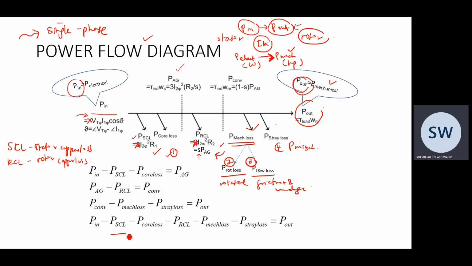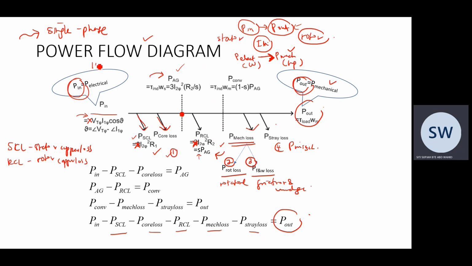Okay, P in minus PSCL, P core, PRCL, P friction and windage loss, P stray loss, you will get P out. But if your P in minus these two losses only equals a certain amount of power, right? That amount of power is your P air gap.